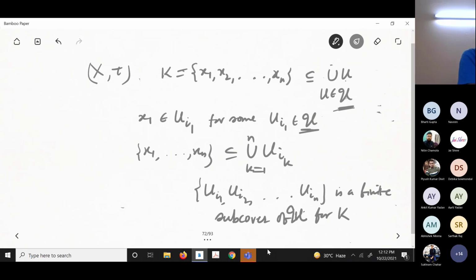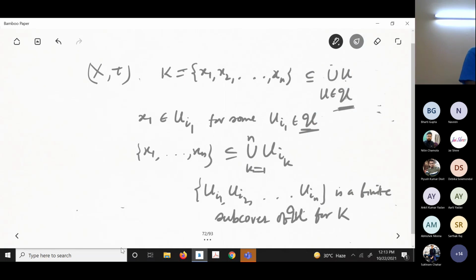That means every finite subset is compact, because I said compactness is a generalization of finiteness. But a compact subset need not be finite. That I am going to show you. Every finite subset is compact, but a compact subset of X need not be finite. Example: a closed interval in R. That you need the proof for.